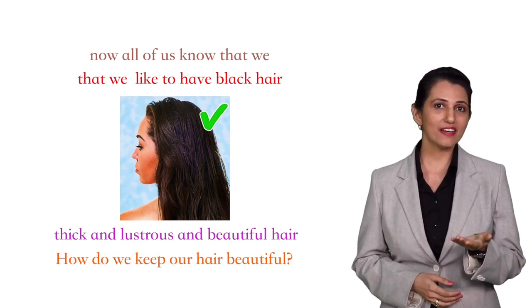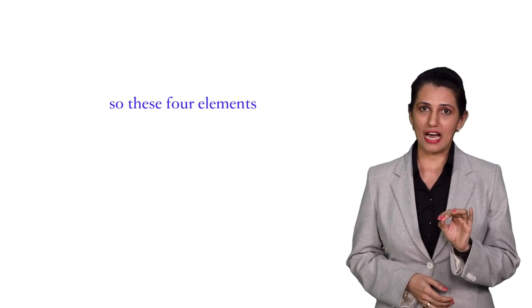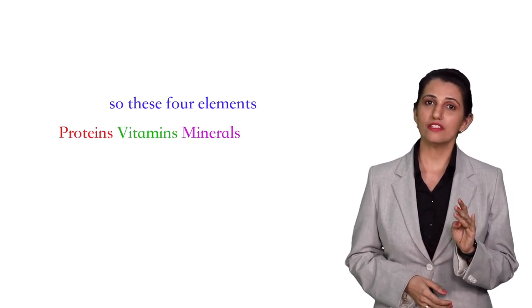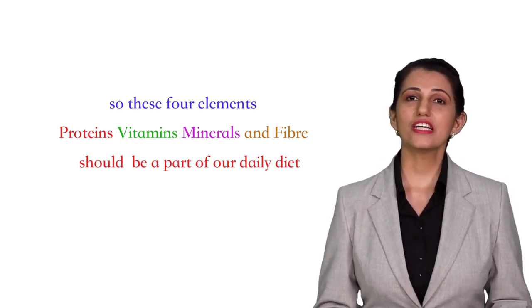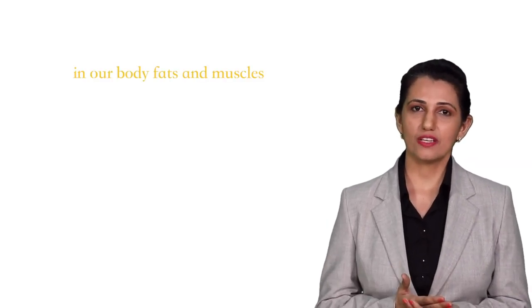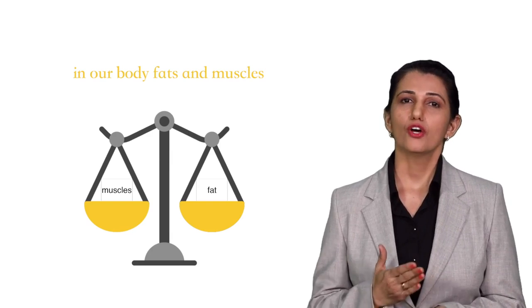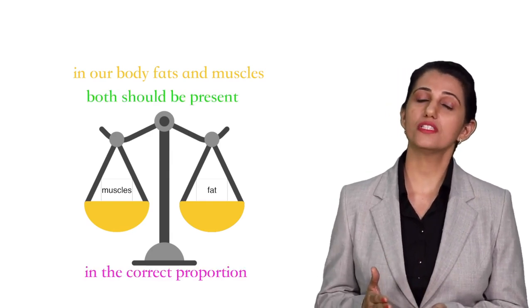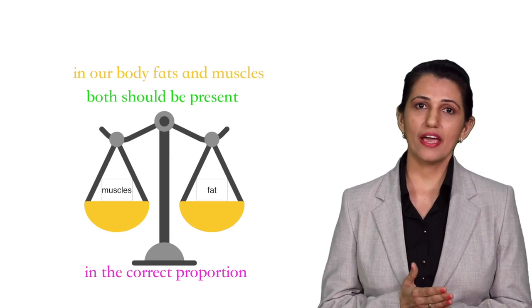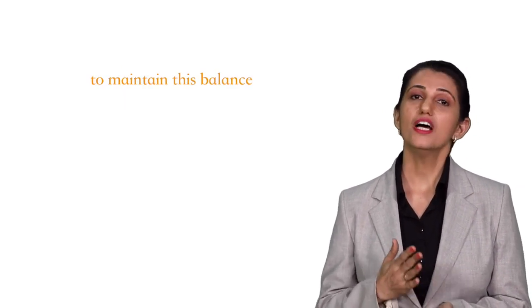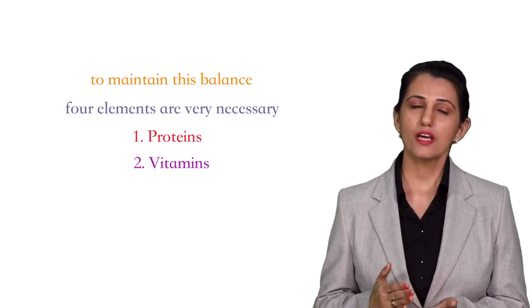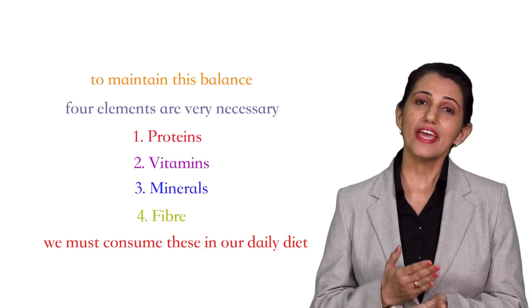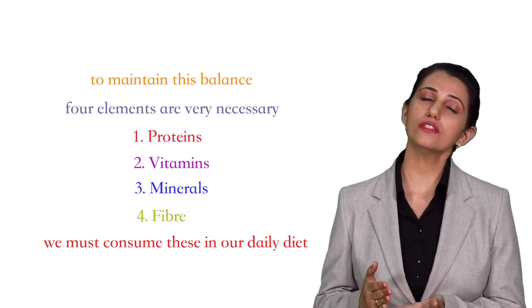So how do we keep our hair beautiful? These 4 elements, that is proteins, vitamins, minerals and fiber, should be a part of our daily diet. So today, in this session of Human Anatomy, we have learned that in our body, fats and muscles both should be present in the correct proportion. We have also learned that to maintain this balance, 4 elements are very necessary: proteins, vitamins, minerals and fiber. We must consume these in our daily diet.